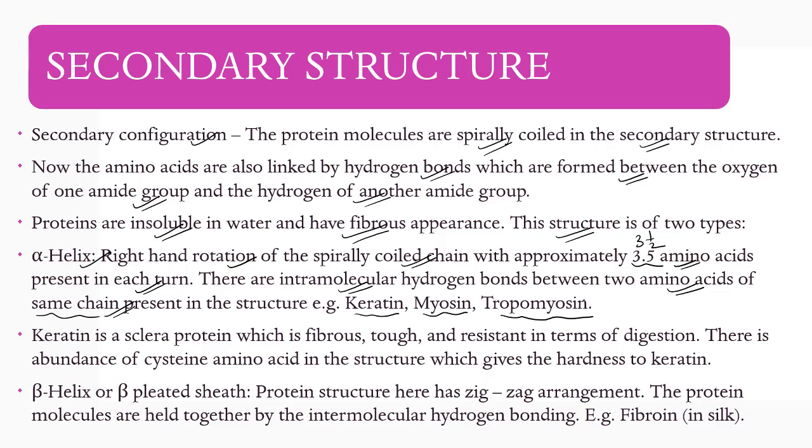Okay. So these proteins are insoluble in water and have a fibrous appearance, and this has two types of structure. One is the alpha helix and the second is beta pleated sheet. So the alpha helix is a right-handed rotation of spirally coiled chain having 3 complete and 1 incomplete or partially complete amino acid present in each turn. So around 3.5 amino acids are present in each turn, because half of the amino acid goes into the next turn.